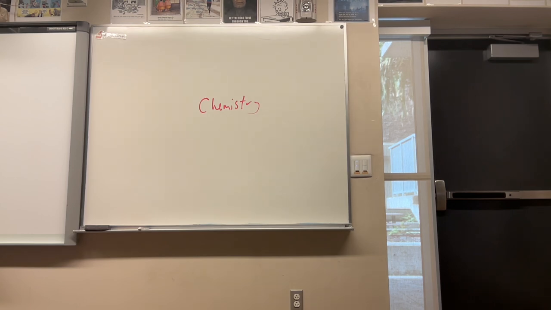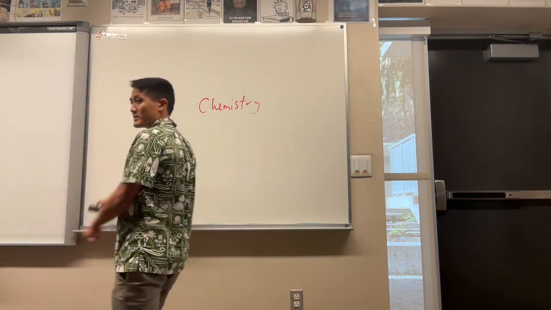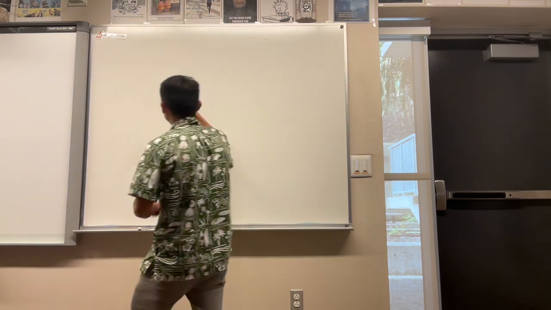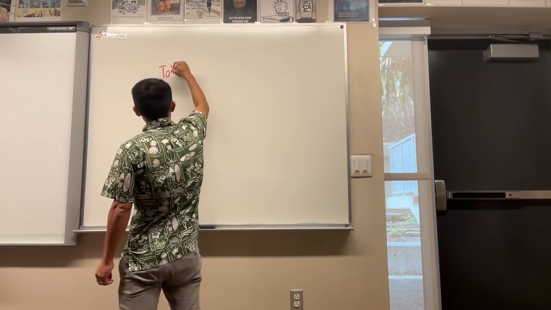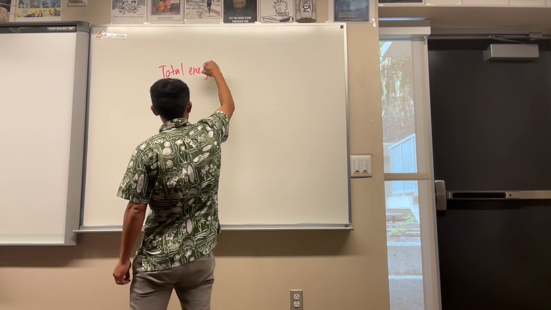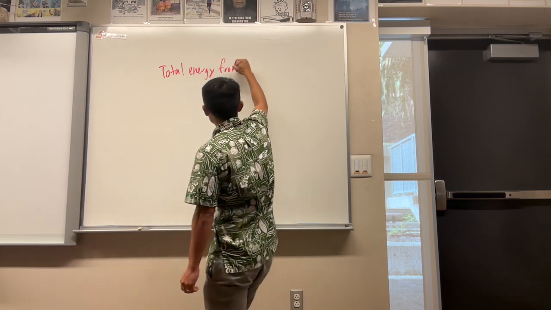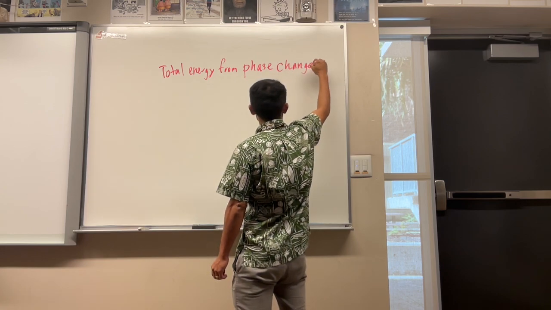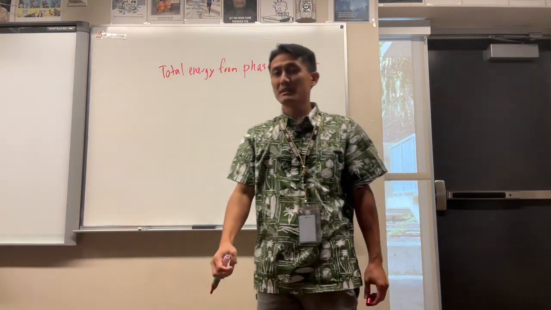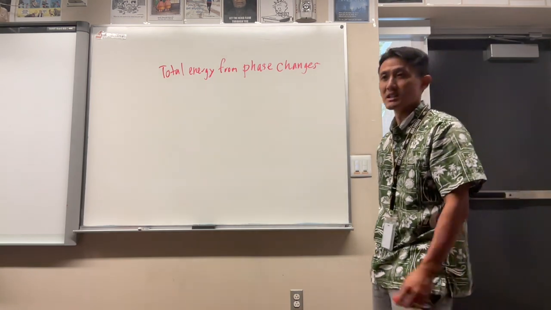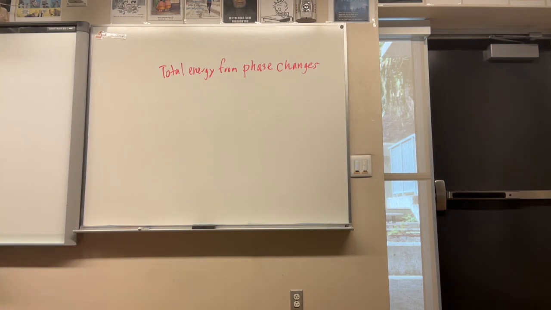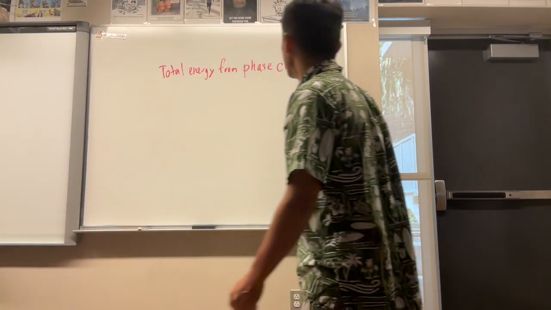Before we even do that, on your worksheet, I want you to entitle this "Total energy from phase changes." Okay, so jot that down. That's the title. Total energy from phase changes. And you can jot it down after number 3. These are just normal Q equals MCAT problems.